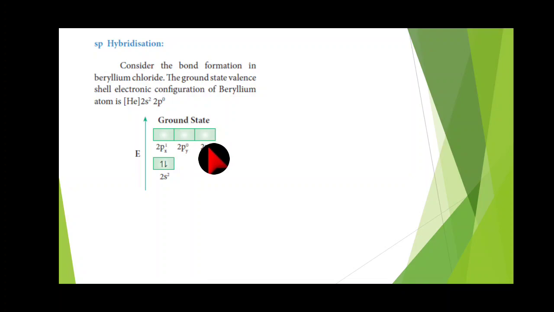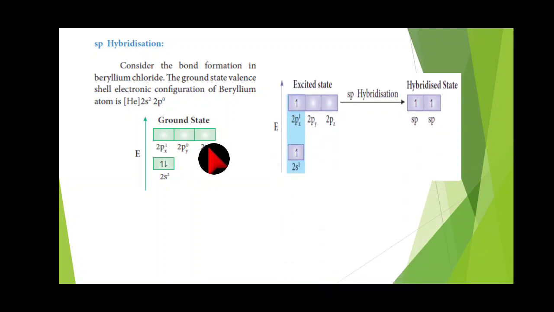Now we can get the excited state. Excited state means what? Beryllium is ready to make a bond with chlorine. So beryllium chloride, that's a molecule, right? So what is the state of the electrons? Of the 2s2, one of the two electrons goes to the 2px orbital. So one electron moves to the 2px orbital, that is the excited state. So now we can get two unpaired electrons.